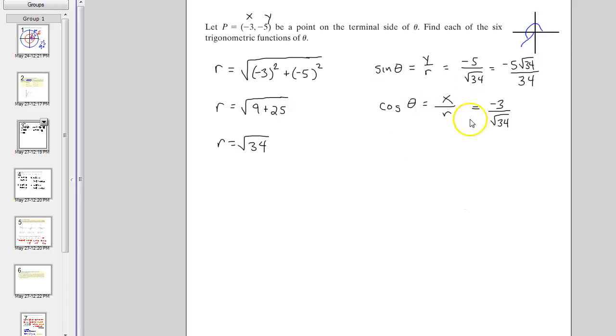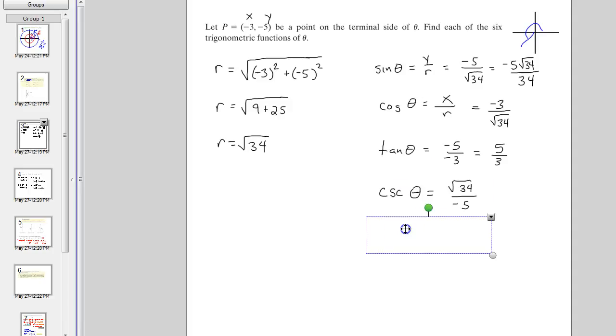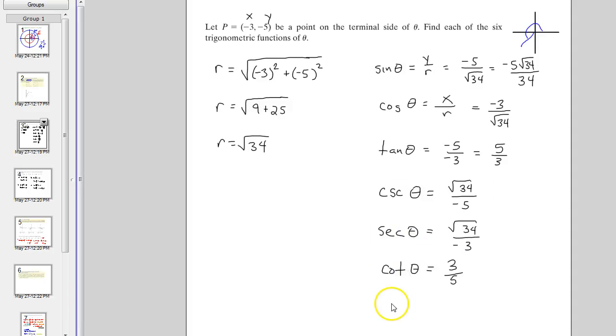Alright, cosine is x over r, and then tangent is y over x. So -5 over -3, they're both negative, so drop the negatives and give you 5 over 3. Alright, and then remember the other 3 are the reciprocal of those first 3. So cosecant, secant, and cotangent, you just flip these original 3 over, and you've got the other 3.